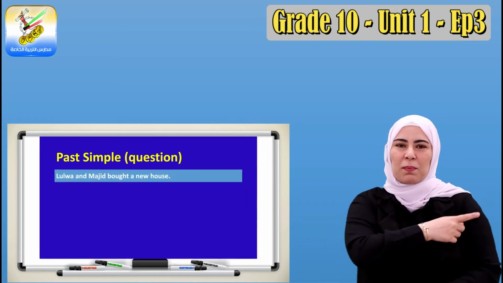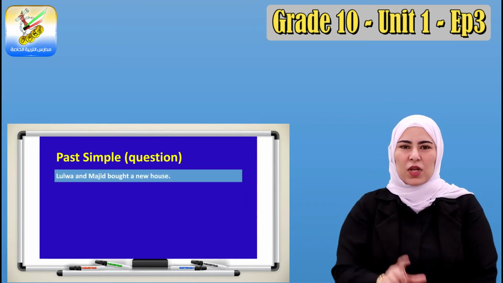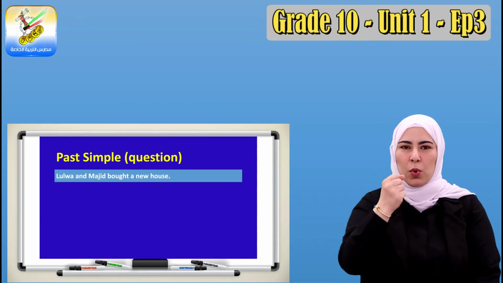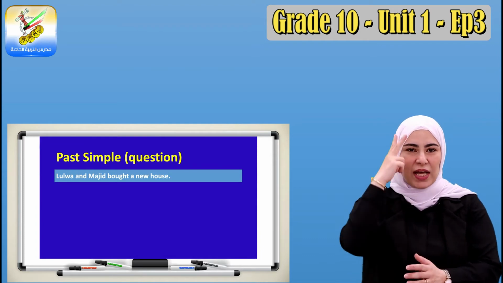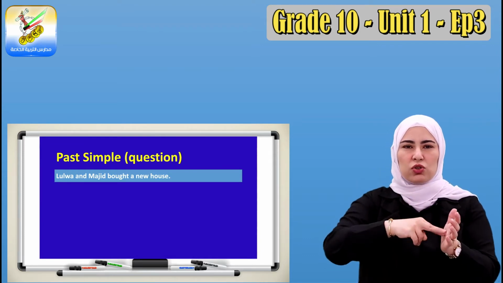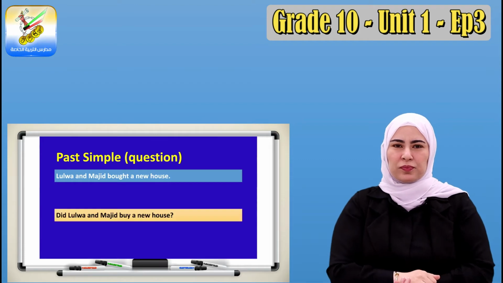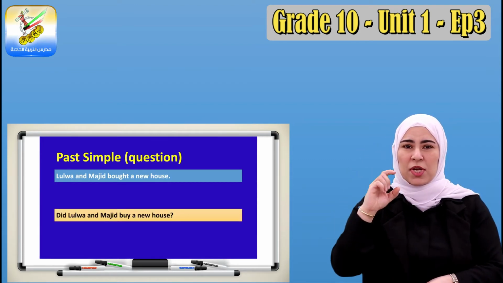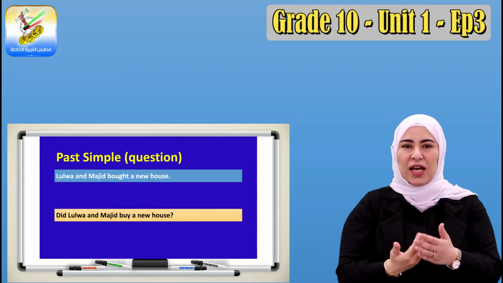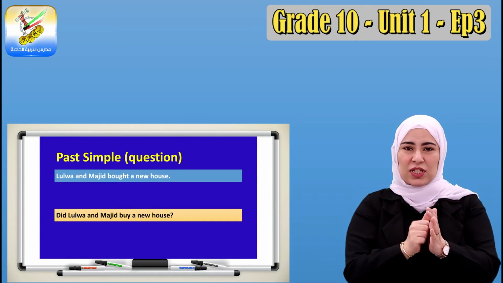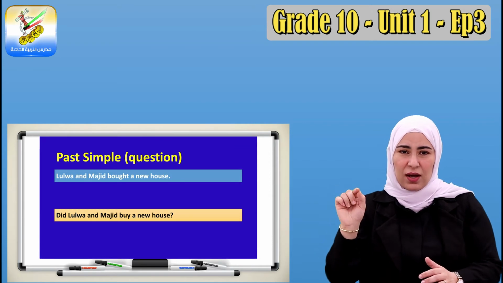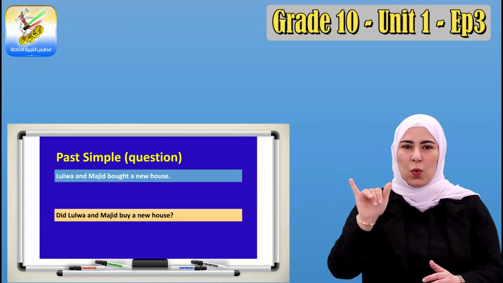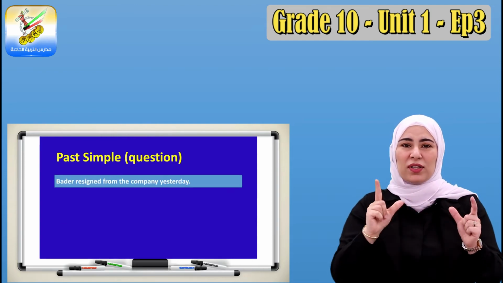For example, if the sentence was Lulua and Majid bought a new house, and you want to form a question for this sentence, how are you going to put it? You will say, did Lulua and Majid buy a new house? You see, in the sentence we said bought, but because we used did in the question, we turned it into the infinitive and said buy.